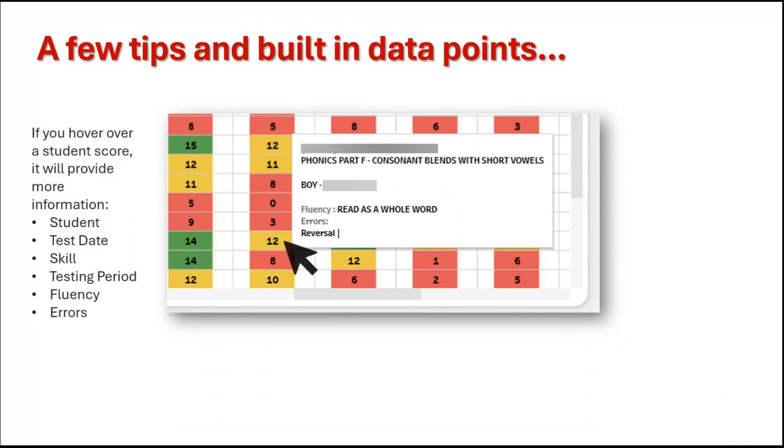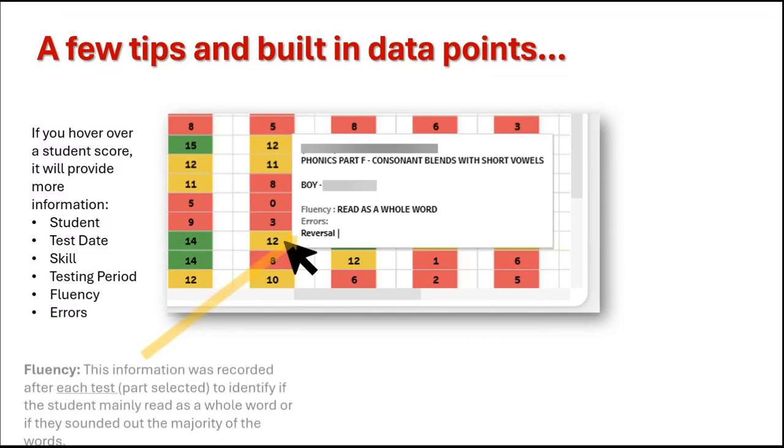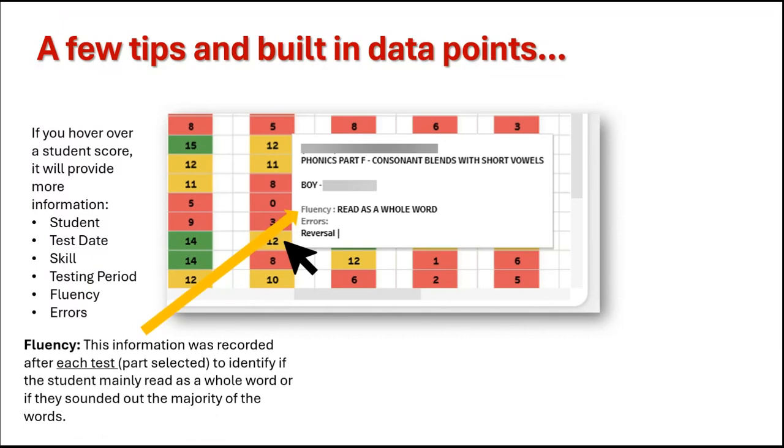Also, if you hover over a student, you're going to see a little window pop up. When that window pops up, you will be able to see student, test date, skill, the testing period, fluency, and errors. When we look at that fluency record, what that's telling us is for the assessment for the diagnostic, it was recorded if the student either read as a whole word for the majority of that test, or if they read sound by sound. They sounded out the words more frequently when they were giving that part of the test.